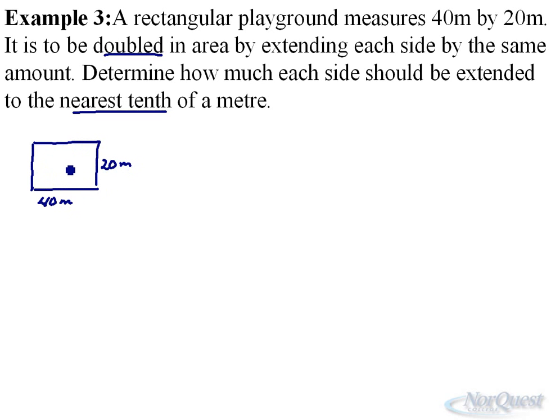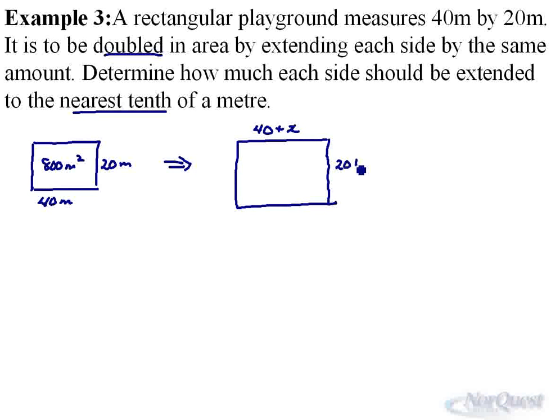Now that has an initial area of 800 meters squared. What we're going to do with this thing is we're going to extend each side by the same amount so that we end up with a bigger rectangle. So it's going to be 40 plus some amount by 20 plus some amount. And what we want to do is we want to double the area.